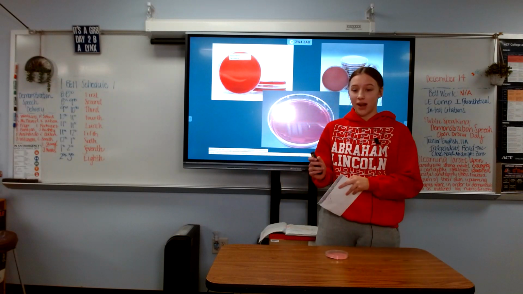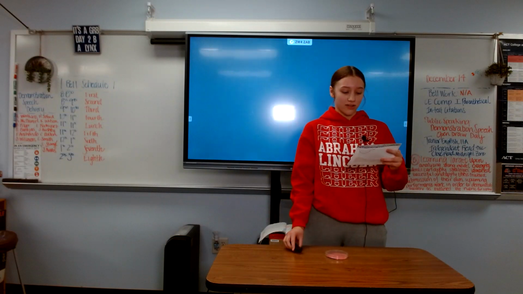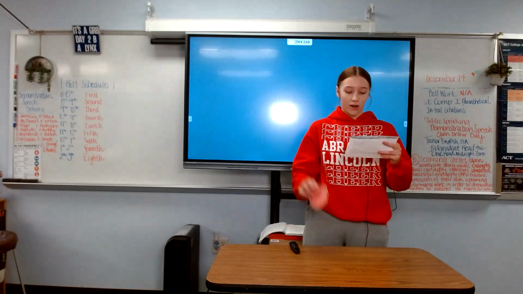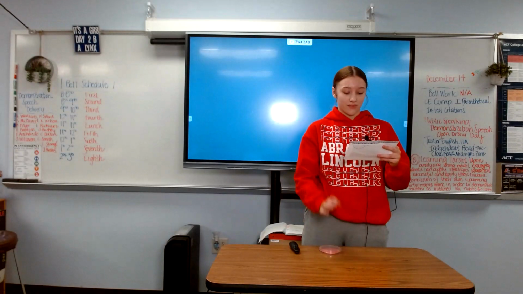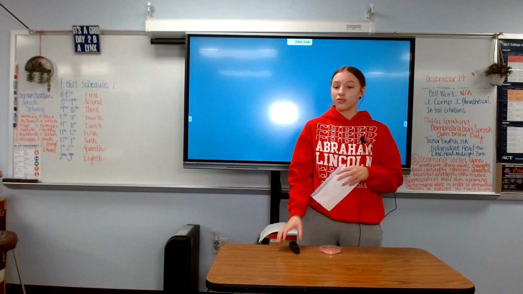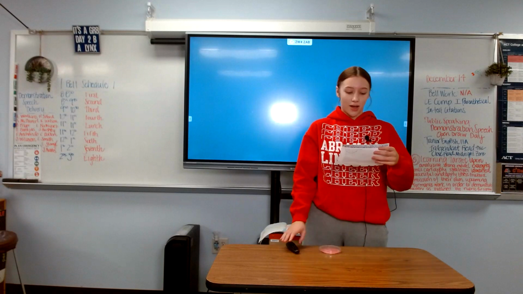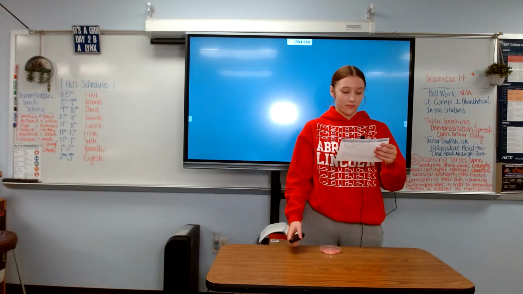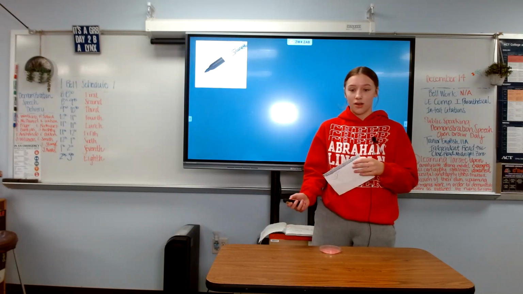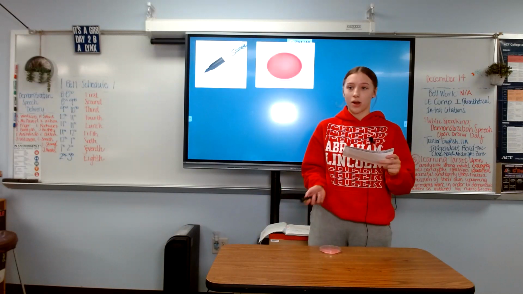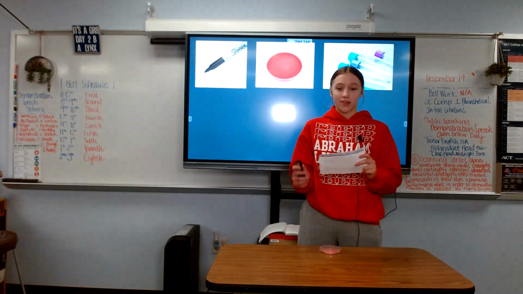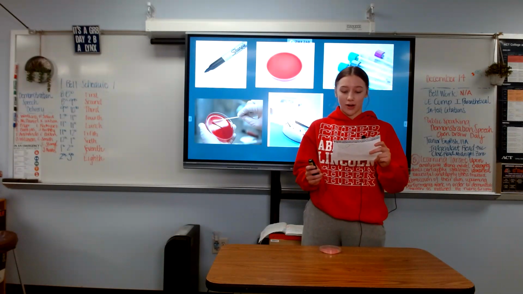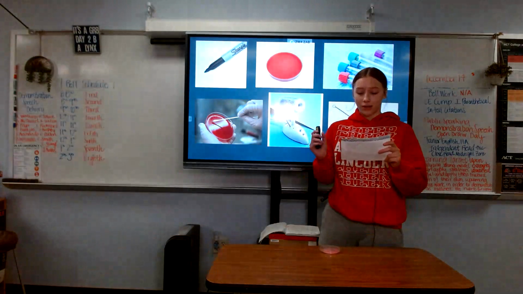But for right now, I'll be showing you guys how to streak for isolation with specifically a sheep blood agar. And if you need to streak for isolation, you have to use this technique for any agar you use. The materials you need are a Sharpie or a permanent marker, your agar plate, a specimen source, a swab, an incinerator, and an inoculating loop.